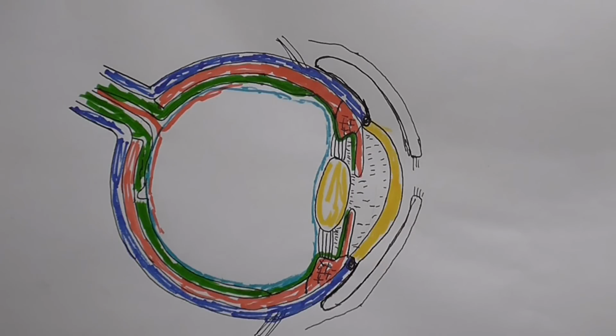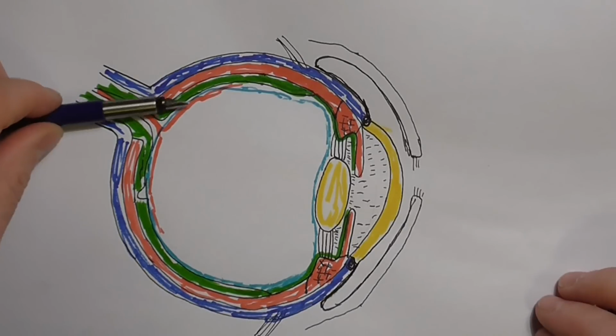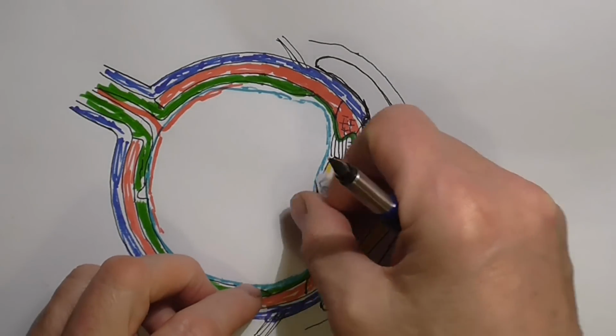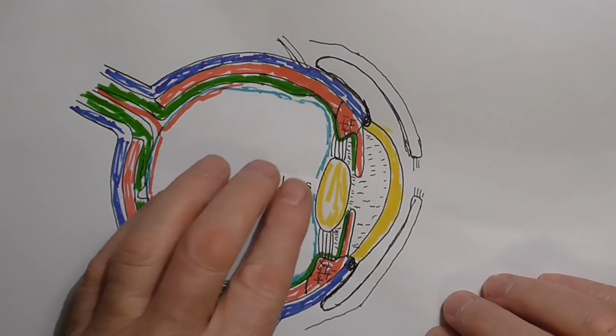So in this clip we're thinking about focusing. How does the eye ensure that the image that is formed in the retina is in sharp focus? Well, we have the cornea at the front, as we know, and then we have the lens.